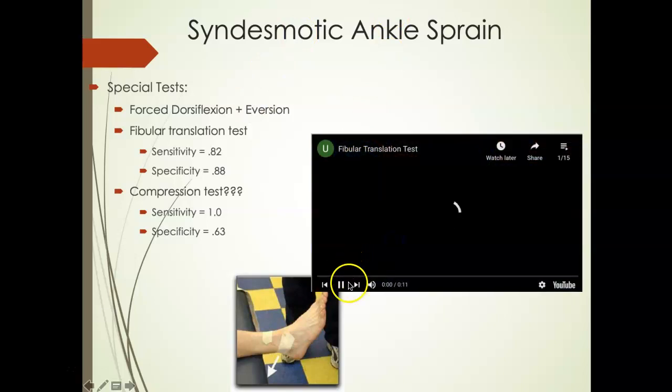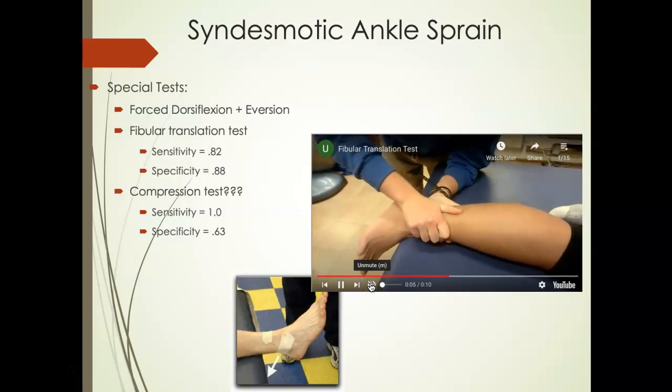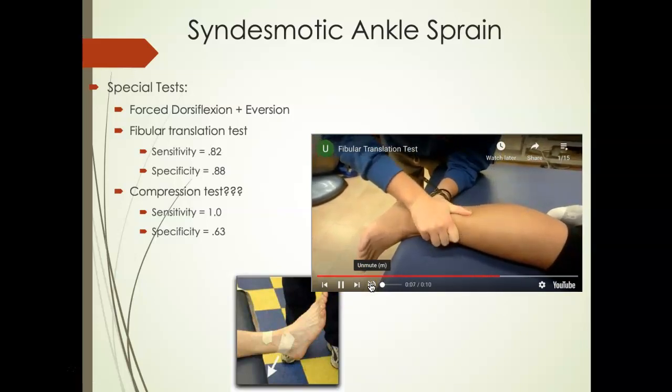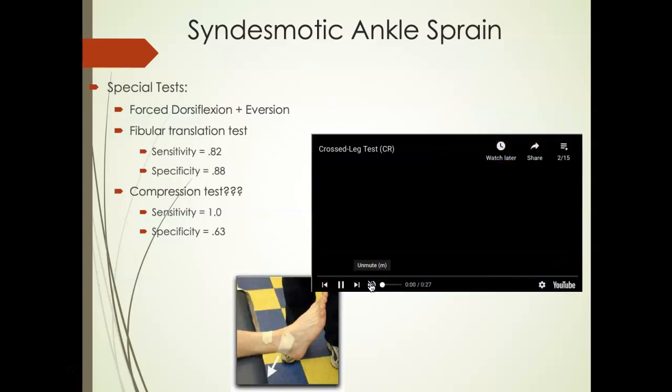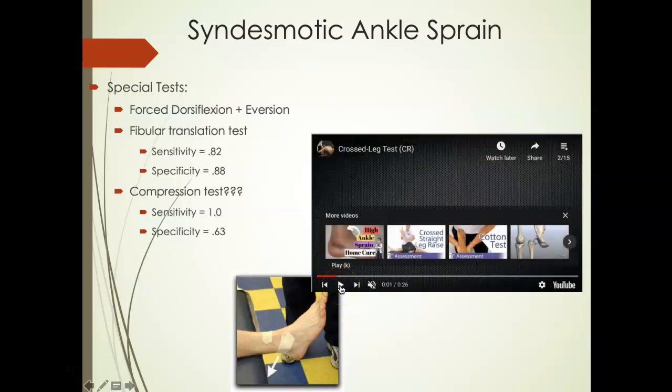So I'm going to show it to you. Do you see how lax and loose and how much movement we have of that distal fibula? So this is the fibular translation test. In terms of its sensitivity and specificity, it's a relatively good test to use, to both rule in and to rule out pathology.